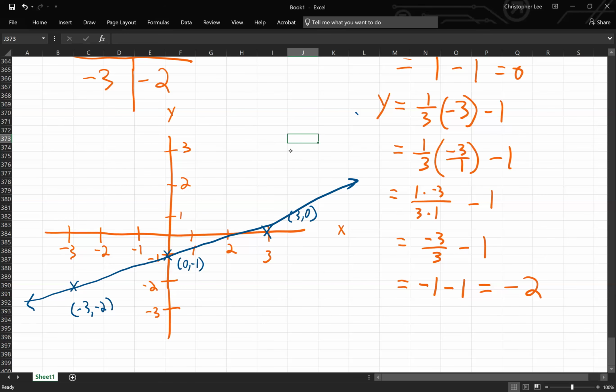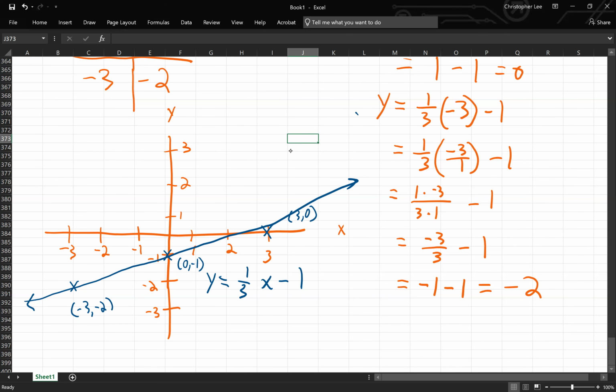I appreciate that. So this is going to be, where do I want it? I'll put it right here. Y equals 1/3 x minus 1. That's it. Yeah, that's a part of it. Any questions on this, anybody?